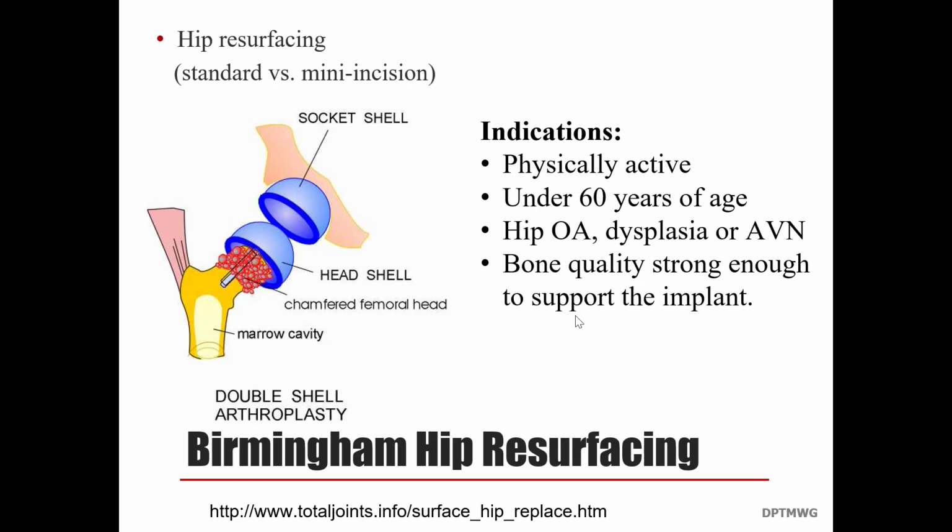And finally, a common variation of total hip arthroplasty is a hip resurfacing procedure reserved for those who are physically active and under the age of 60 with hip OA, AVN, or dysplasia that have good bone quality that is strong enough to support the implant. The goal with this is to preserve as much of the bone as possible while improving the weight-bearing surfaces of the bone.